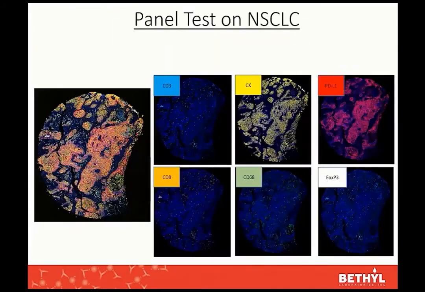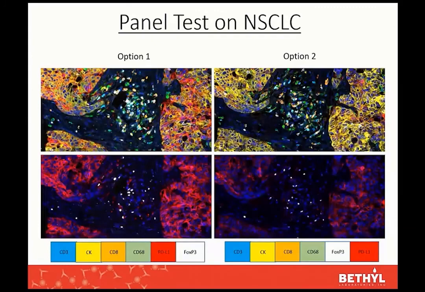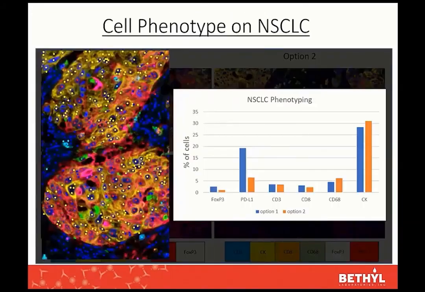So now we move from tonsil to a test tissue. So this is non-small cell lung cancer. Again, we have our panel. You zoom in. And again, option 1 appears to be the better option. This time it doesn't appear to affect FOXP3 as much as it does actually PD-L1. But again, we can do our image analysis and we can confirm that there is a large difference between option 1 and option 2.